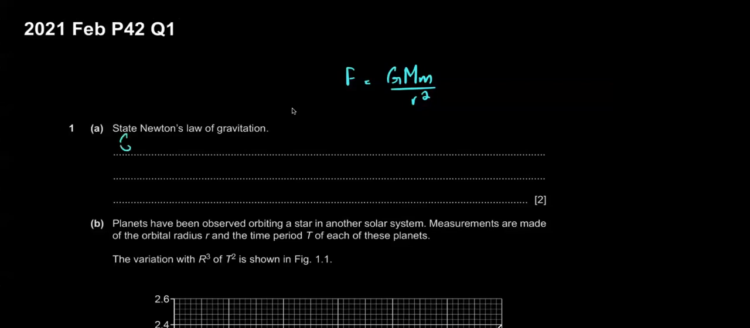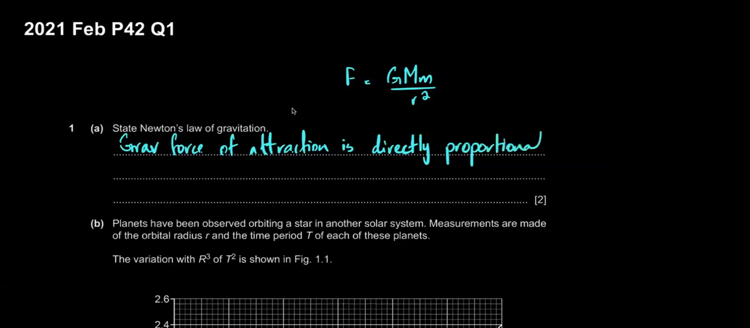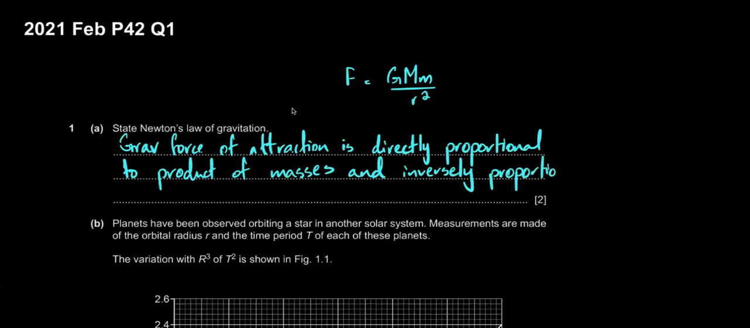So the gravitational force of attraction is directly proportional, or just proportional will do just as well, to the product of masses and inversely proportional to the square of the separation.